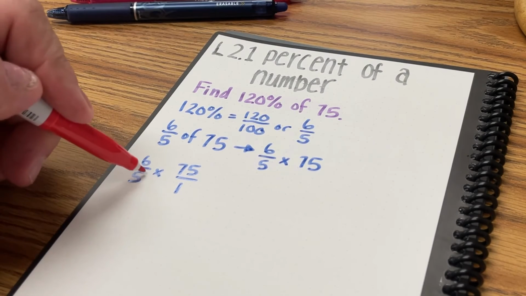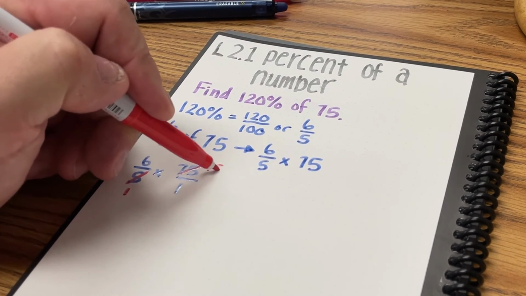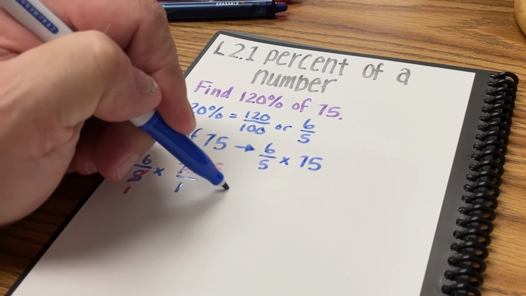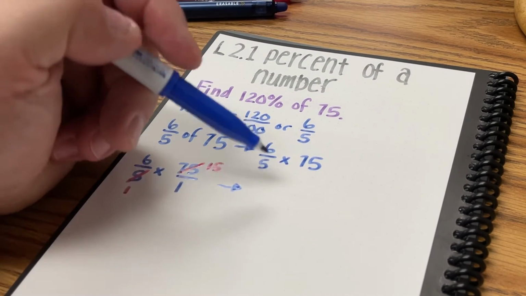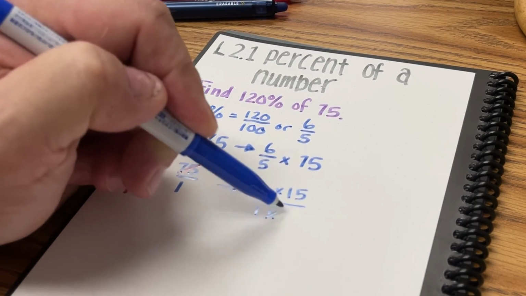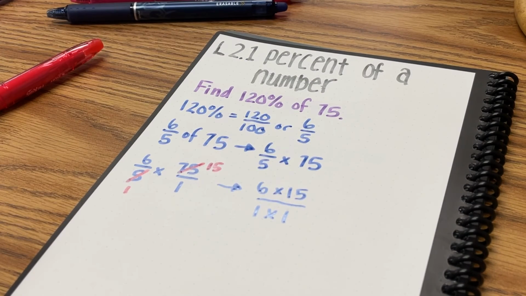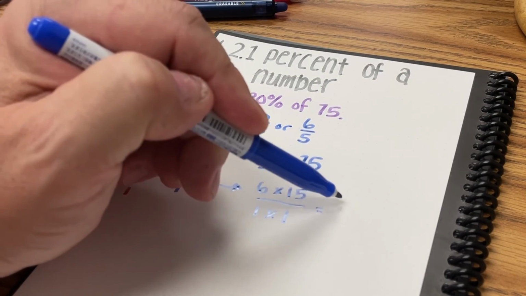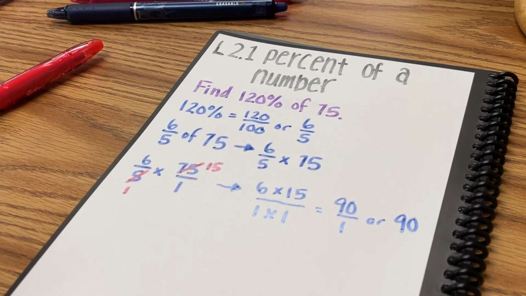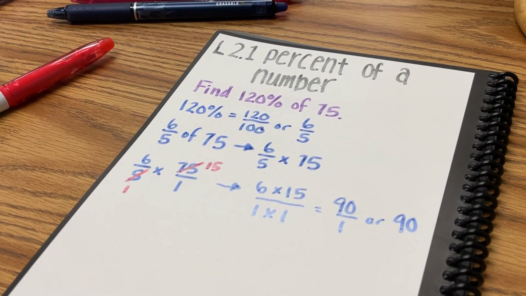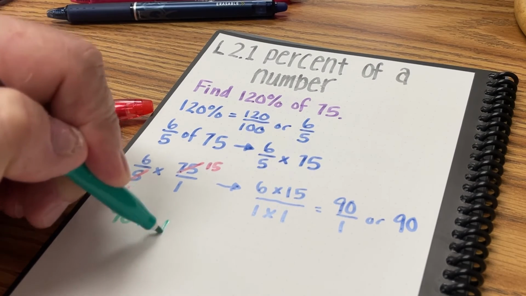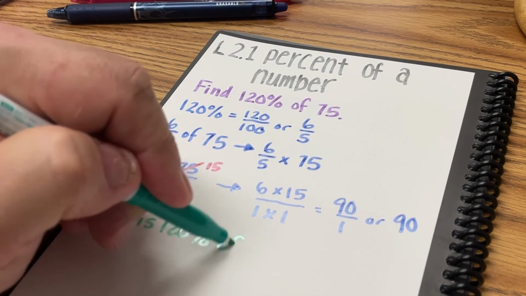Now I'll be able to do some cross simplifying by dividing both the 75 and the 5 by 5, which will give me the result of 6 times 15 over 1 times 1. 6 times 15 is equal to 90. 1 times 1 is 1, or I can say it's just 90. Now I've found that 90 is 120% of 75.